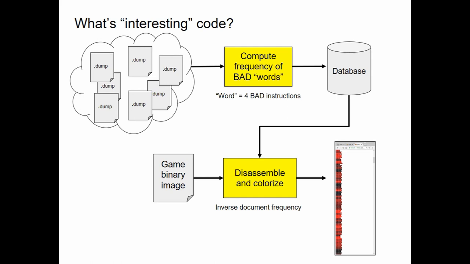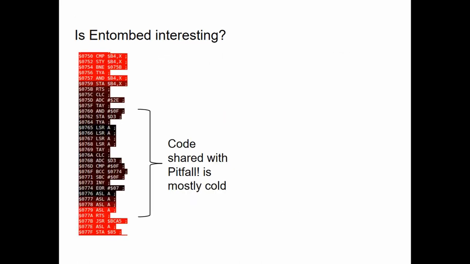What I did is I used a metric from data mining, inverse document frequency, to keep track of how frequently certain words were seen over this entire corpus of Atari games. And I used that information to colorize a game's assembly listing. As a result, I can now ask questions like, is Entombed interesting? Looking at the code. Well, this is the code that I pointed out earlier that's shared with Pitfall.